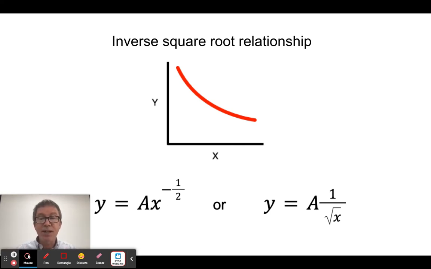How is it, once I've plotted the data, that I'm able to come up with a mathematical relationship that doesn't have y, a, and x, but has the actual values of these things? Well, let's just see how we're going to do that.